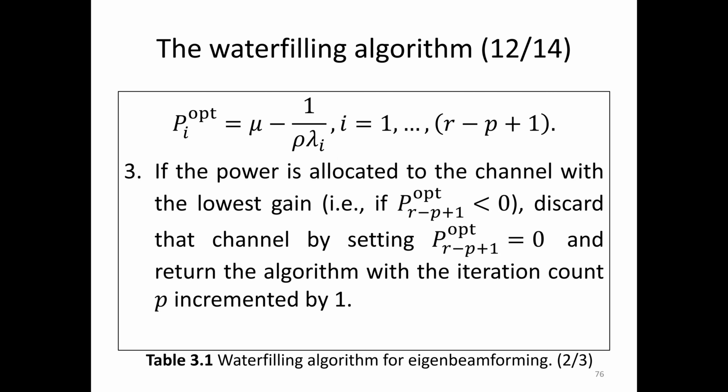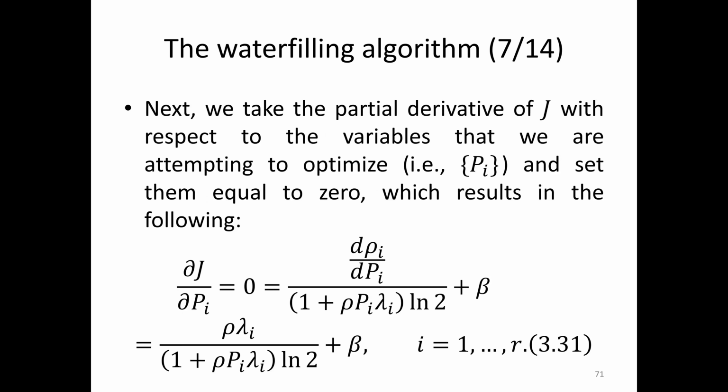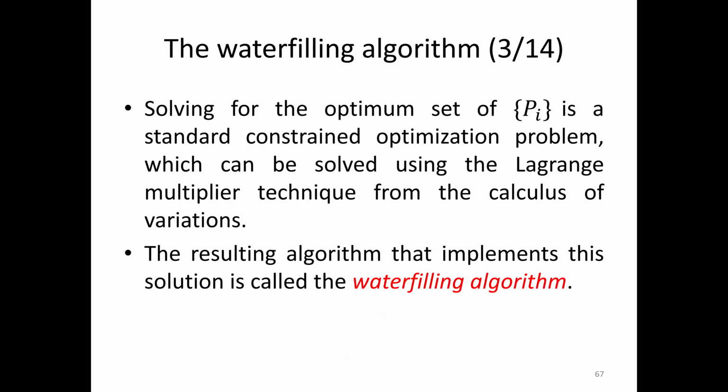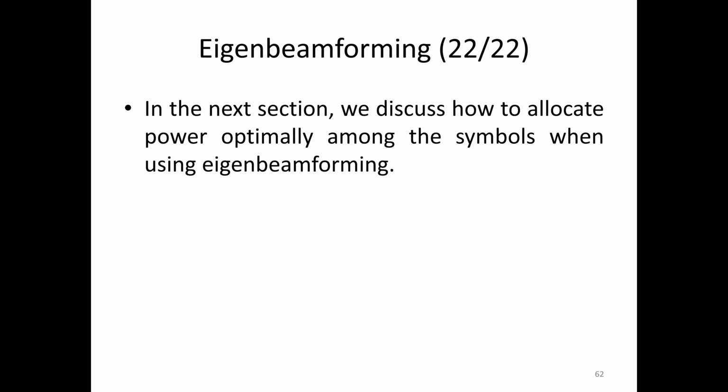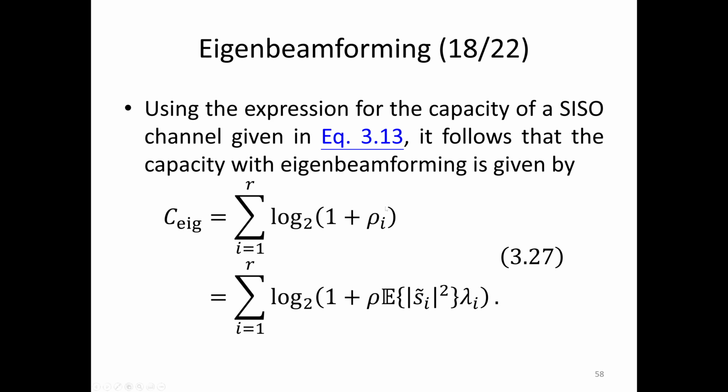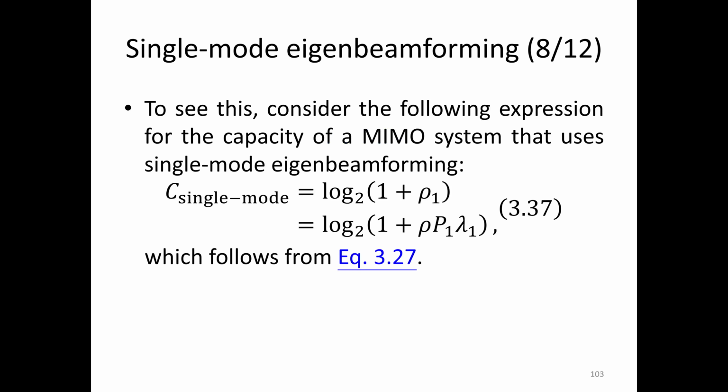Rho 1. Here is the rho i. So rho 1 is rho i for i equal to 1. That is the received SNR in the ith eigenchannel. Let us go back to page 103. It is equal to log 2 of 1 plus rho P1 lambda 1.